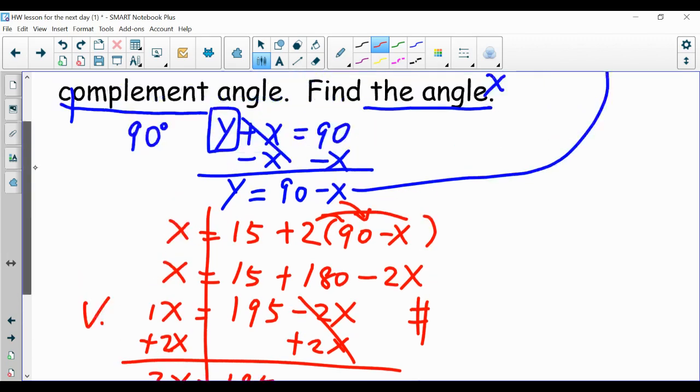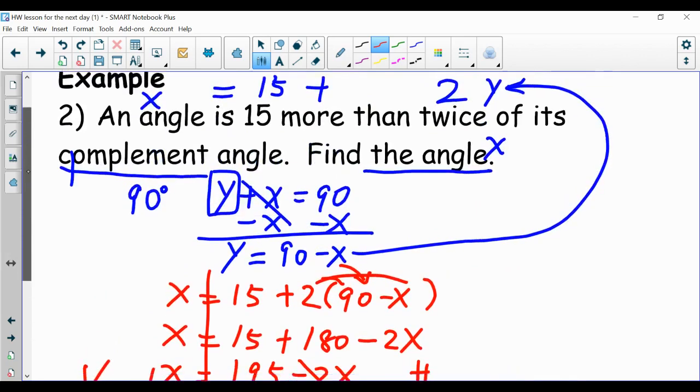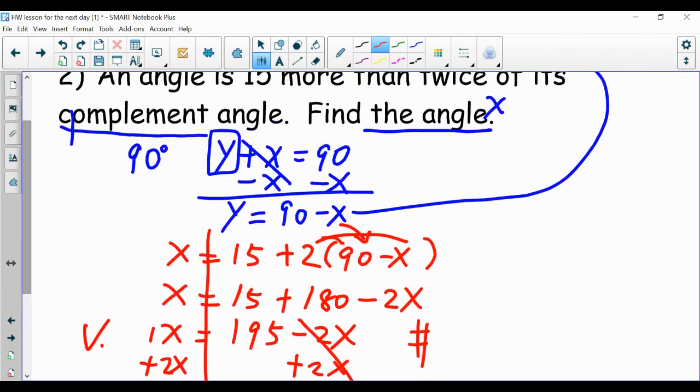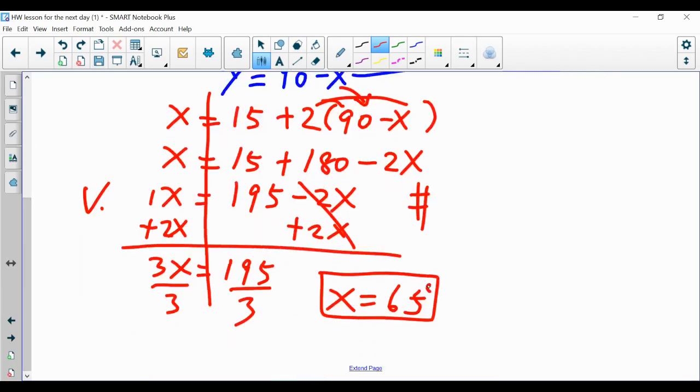Let's go back to the question. Did we finish? Find the angle x. That's it: 65 degrees. People ask if they need to add the degree. Yes, because it says find the angle. If it says 5x, you don't need to put the degree. But here it says find the angle, so you're going to put the degree down here.